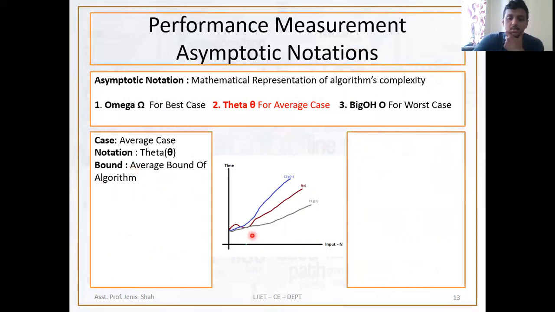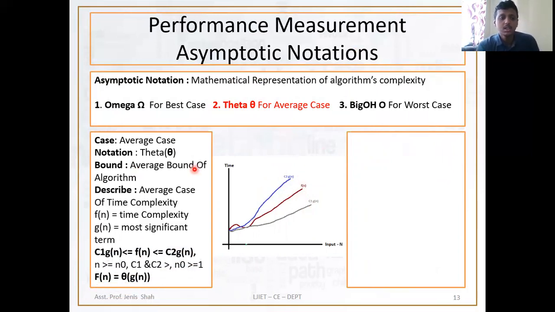So here the function f of n lies between two graphs. The first is c1 g of n and the second is c2 g of n. So what will our condition be? The condition is c1 g of n is less than or equal to f of n, which is less than or equal to c2 g of n. Here c1 and c2 are both greater than 0.